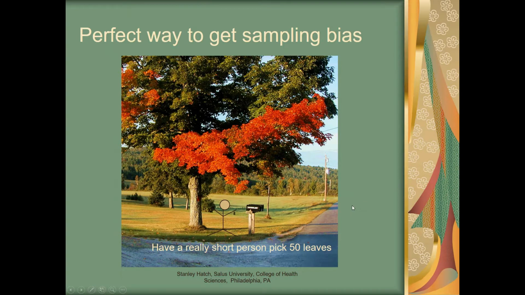So what is the perfect way to get sampling bias? In this case, it would be to just have a short person pick 50 leaves, and they would probably get almost all orange or red leaves. Especially if they can't even reach the bottom branch, they would only pick up the ones that had fallen on the ground, which are going to be the ones that are dead and fall off. The green ones aren't going to fall off. So that's an example of the perfect way to get sampling bias.